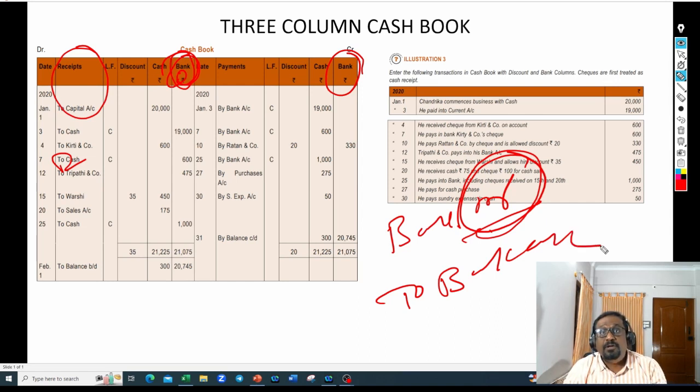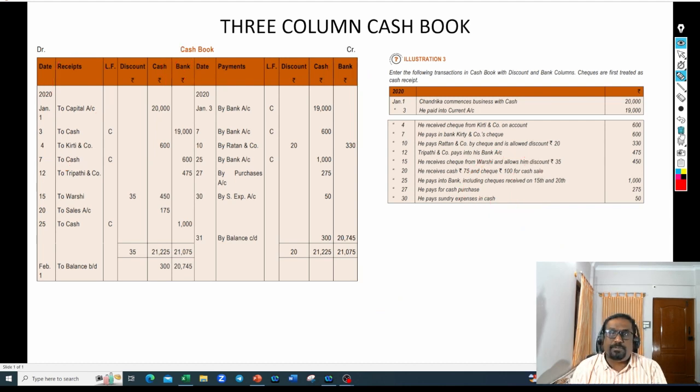When I make the payment through bank, I credit the bank. So what will happen? My bank account is credited here. Whatever payments I am showing will be recorded in the credit side of my cash book, under the bank column. So that is how the transactions are supposed to be recorded.